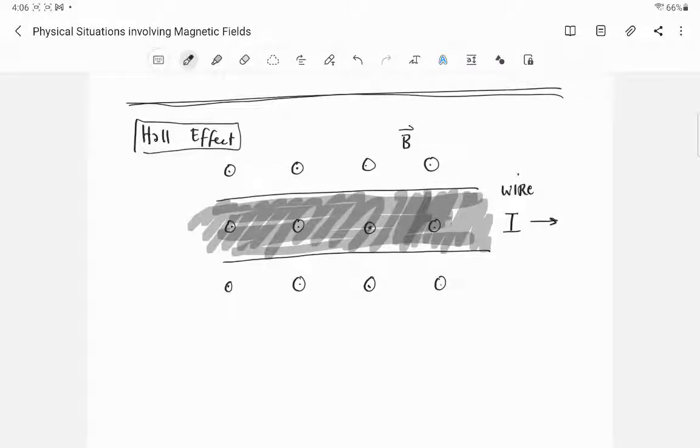This lecture continues the previous video where I described uniform circular motion and the velocity selector. In this video, I'm going to describe a third situation, a physical situation that involves a magnetic field. And this one is really interesting. Not that the other two were not interesting, but this is called the Hall effect. It's named after a person whose name is Hall.